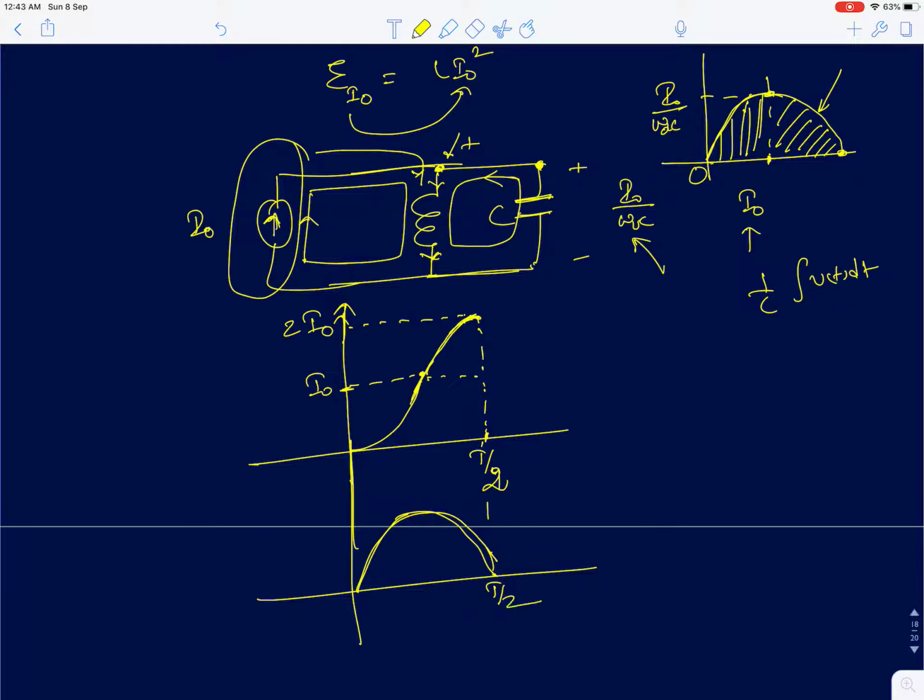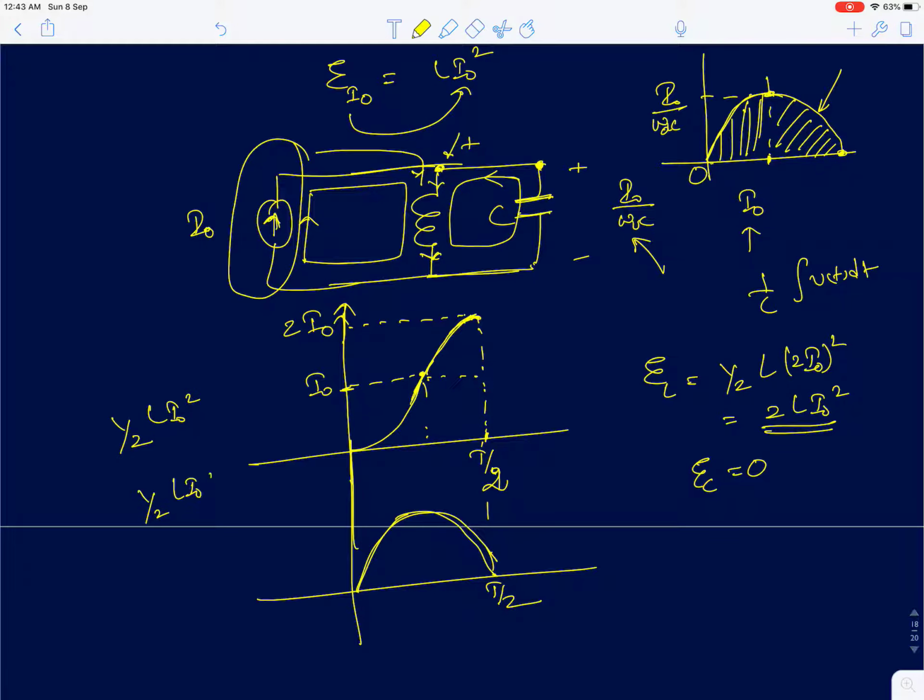the capacitor energy E_C is 0, which is half C V squared, which is 0. The energy stored in the inductor, on the other hand, is half L (2 I naught) squared. So that would actually be 2 L I naught squared. If you remember, at t equal to T by 4, the energy stored in the inductor was half L I naught squared. And I also said the energy stored in the capacitor was half L I naught squared.